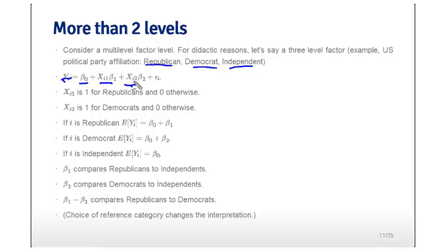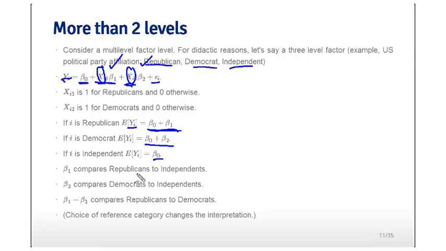xi2 is 1 for Democrats and 0 otherwise. Then let's look at what happens. The expected response for Republicans is beta naught plus beta 1, because beta naught is always there, and xi1 is 1 when the person is a Republican, so we get a beta 1. xi2 is 0, so that term drops out. So we get that for Republicans. Similarly, we get that for Democrats. And then for independents, both xi1 and xi2 are 0, so we get beta naught. So how do we interpret these coefficients that come out of the linear regression model?